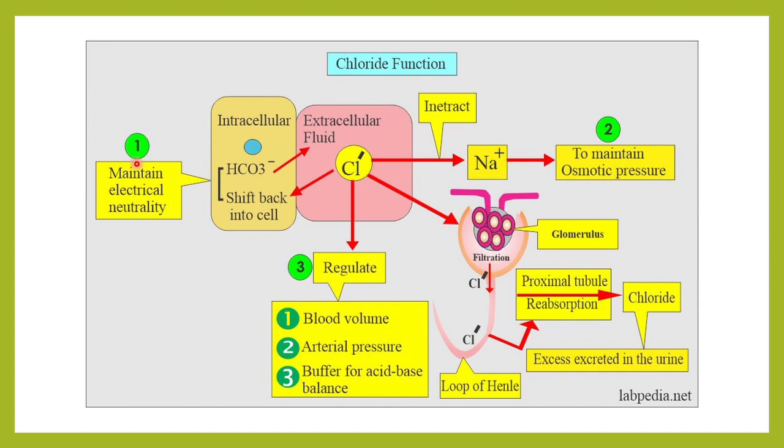Remember, chloride becomes very important in maintaining electrical neutrality. This electrical neutrality helps in regulating the blood volume, the arterial pressure, or buffering for acid base balance, etc. Chloride has an inverse relationship with bicarbonate. Whenever bicarbonate moves inside the cell, the negatively charged ion chloride will move out of the cell to maintain electrical neutrality. Because of this ability, it helps in the management of arterial pressure or acid base buffering, etc.